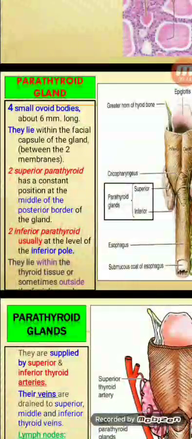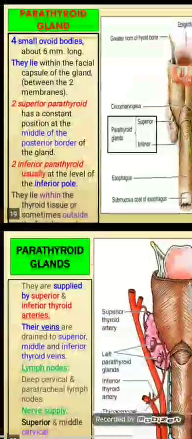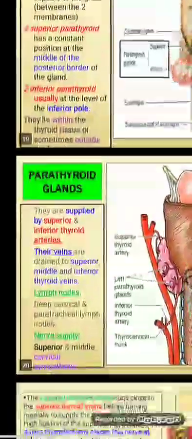The parathyroid glands are 4 small ovoid bodies about 6 millimeters long, very small. They lie within the fascial capsule of the thyroid gland, between the two membranes. The superior parathyroid has a constant position in the middle of the posterior border of the gland. The inferior parathyroid is usually at the level of the inferior poles. They lie within the thyroid tissue or sometimes outside.